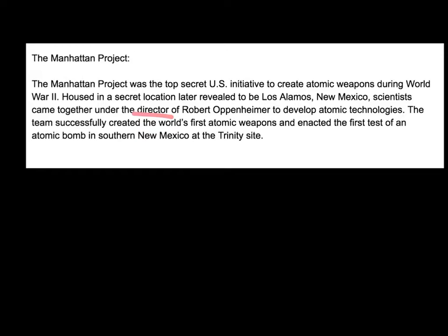For example, I mentioned that as part of the Manhattan Project, the team enacted the first test of an atomic bomb at Trinity. I really wanted to emphasize this because quite often we think that just because something was first, that makes it significant. Not true. So please keep that in mind as you want to address historical significance. Just because something was first does not make it significant. Also, just because something still exists doesn't necessarily mean it's significant either. It just means it has longevity.